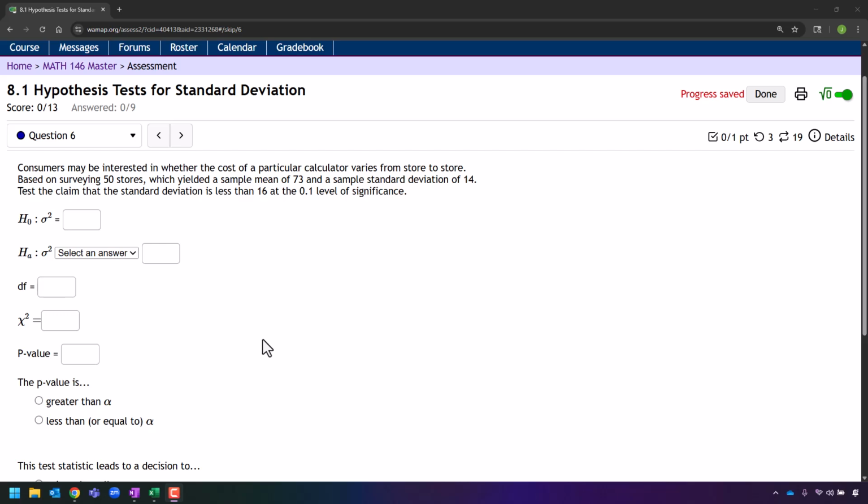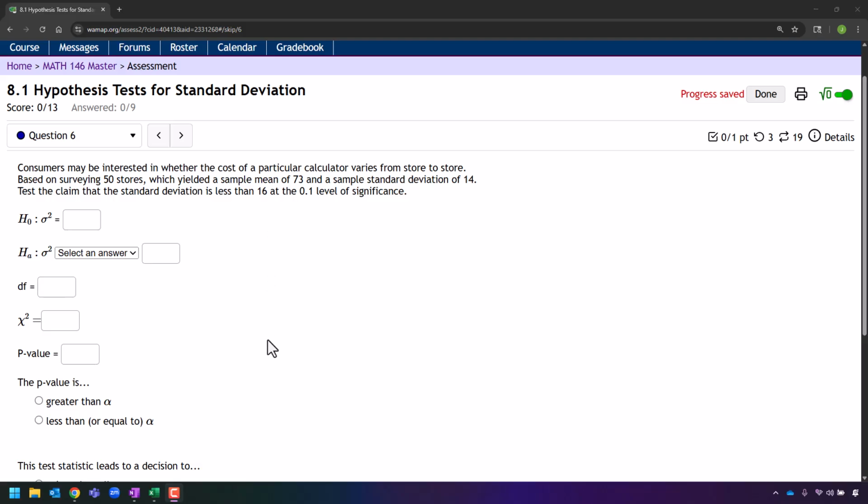All right, I'm back here with another example question for our hypothesis test for standard deviation. And here's our question. It says, consumers may be interested in whether the cost of a particular calculator varies from store to store. Based on surveying 50 stores, which yield a sample mean of 73 and a sample standard deviation of 14, test the claim that the standard deviation is less than 16 at the 0.1 level of significance.